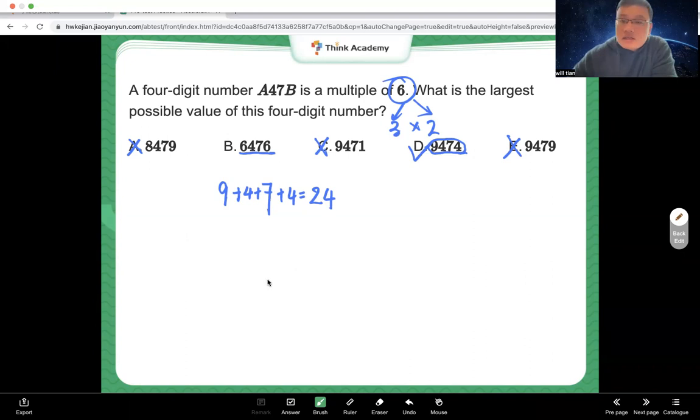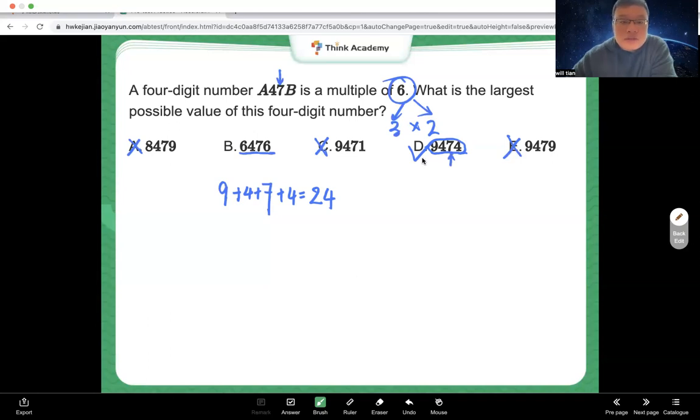That's the largest possible value, because the next number which is divisible by 3, you have to add 3 to it. So when you add 3 to this number, 9,474, you'll find it's not an even number, right? The last digit is 7. But when you add another 4 to it, you cannot make sure the 10th digit is 7, because it tells you the 10th place is 7. So that means this must be the largest, 9474. So you can choose D.